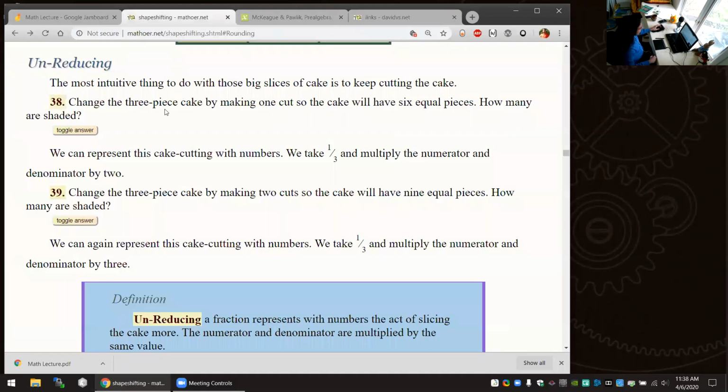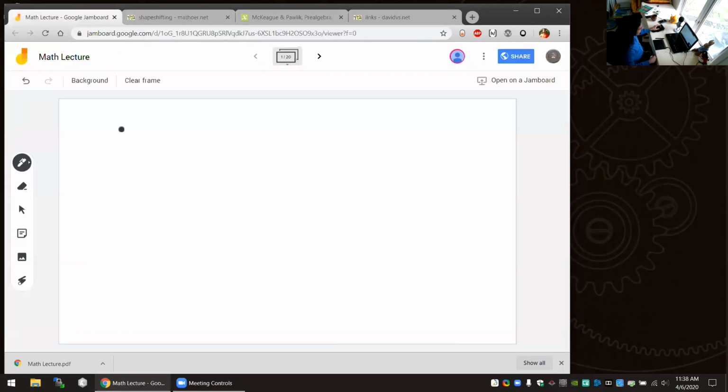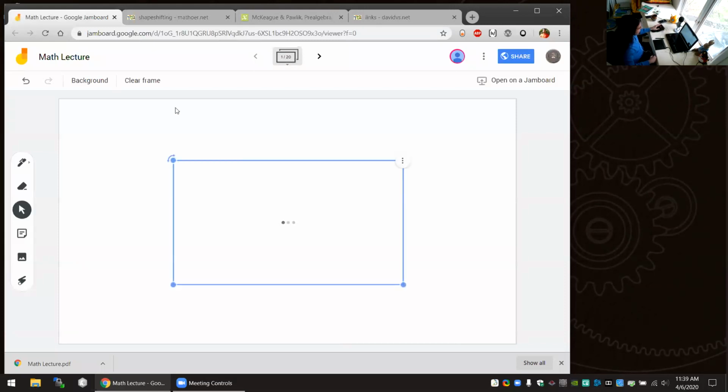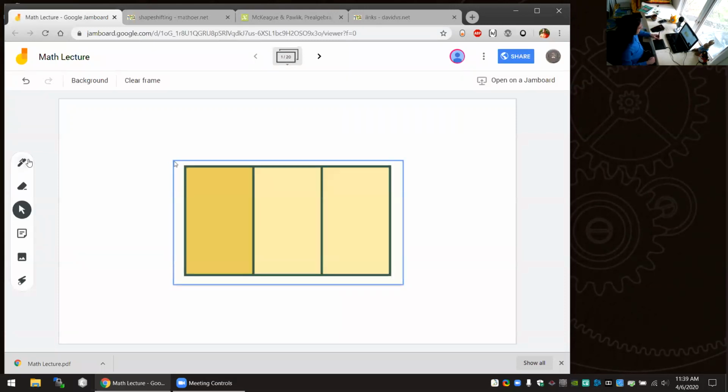Okay, what was I doing? Trying to make ninths. So how would I make this into ninths?